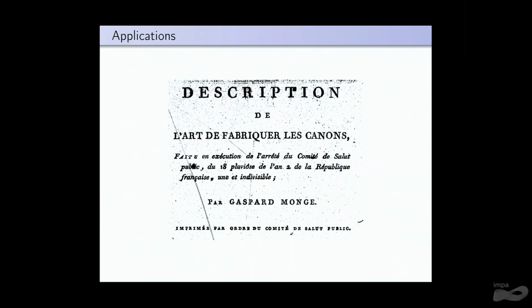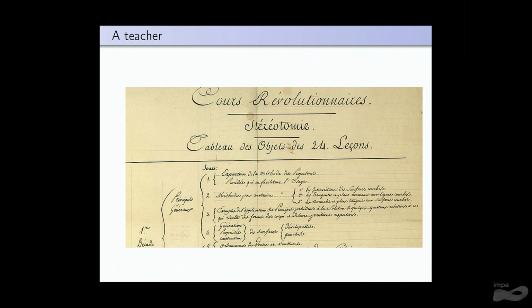When the French Revolution began, and when all the countries around France were our enemies, our country was in danger, and he decided to stop doing mathematics suddenly and to work on cannons, how to build cannons. He created a school where students would come and learn how to make cannons, and he wrote a book on the art of making cannons. So that tells you how diverse he was. But the most important thing for him was teaching.